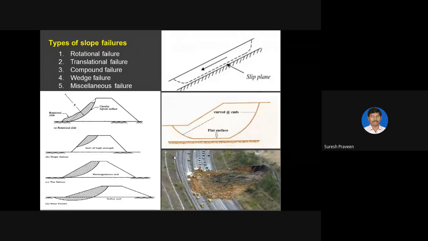Here in the bottom diagram, we can clearly identify the wedge failure. A huge mass of the soil is coming onto the road pavement. We can see so many vehicles are damaged, right? Due to the huge weight of soil coming on that pavement. These are some of the failures.